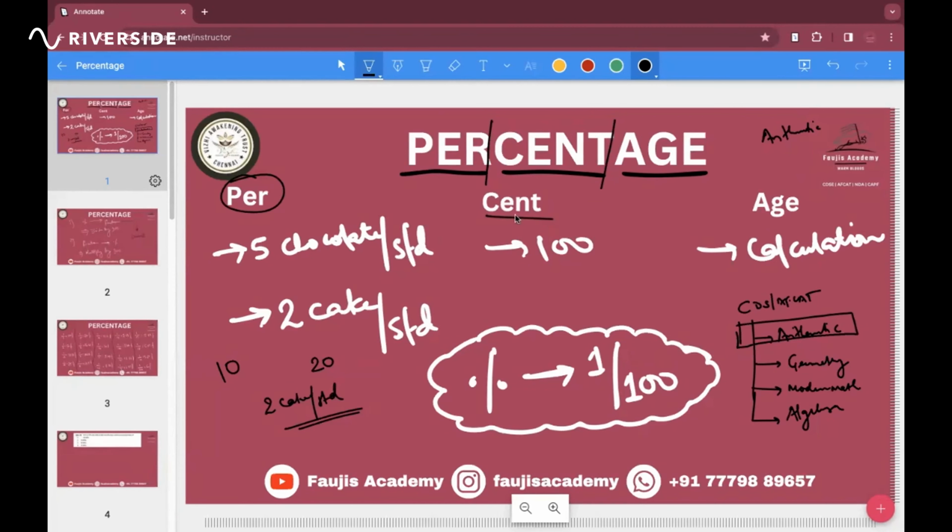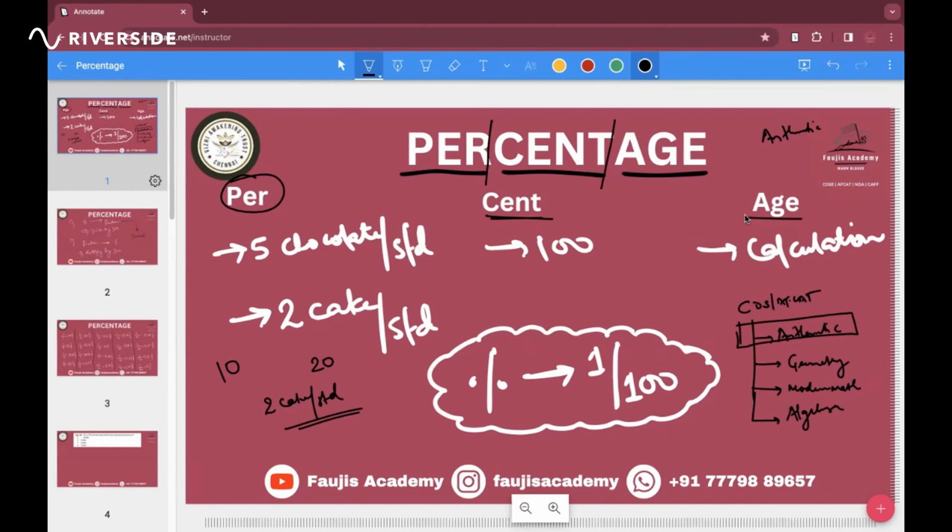Now cent, everybody knows centum, century. So what are these denoting? A number, 100. That's it. Everyone knows it. Any doubt, anyone up till here? No, sir.